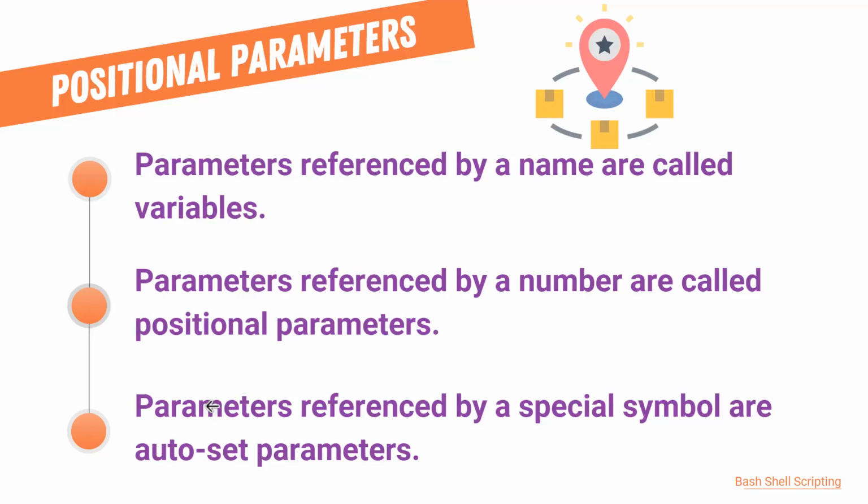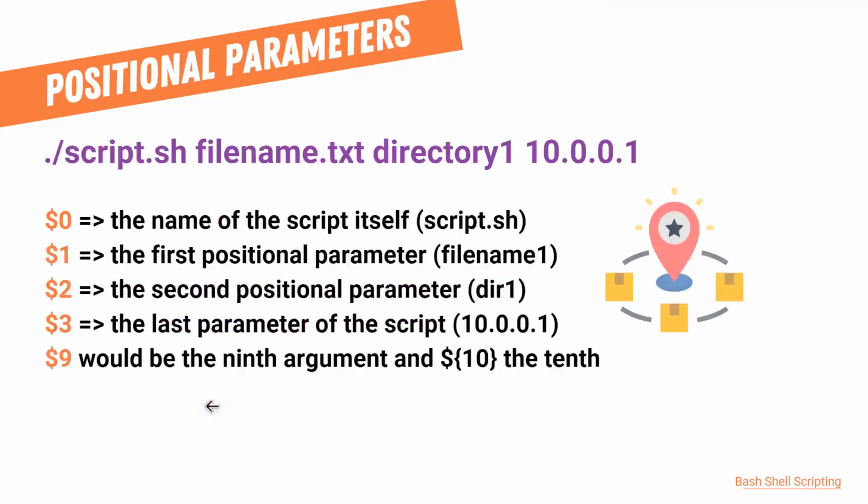Now, returning to the script's arguments, they are stored in positional parameters denoted by one or more digits. Take a look here. For example, you might have script.sh and run it like ./script.sh and then a series of arguments like filename.txt, directory1, and an IP address.